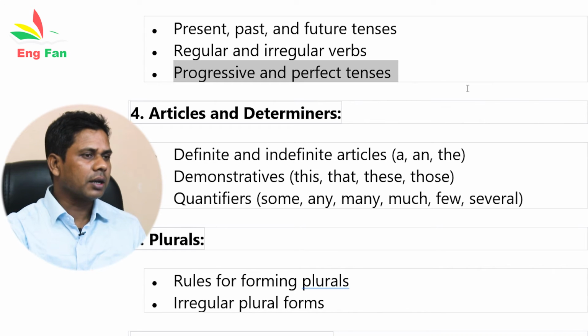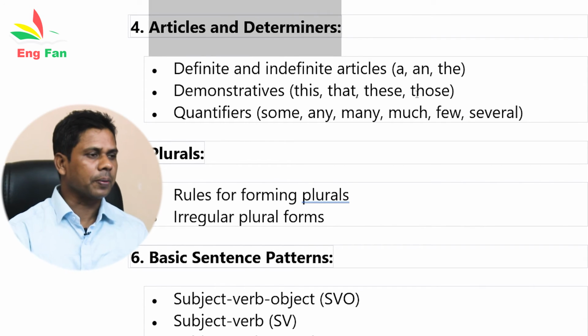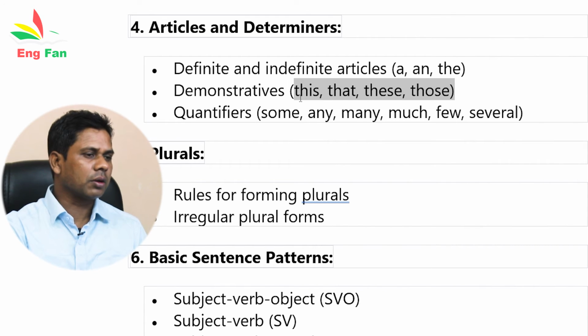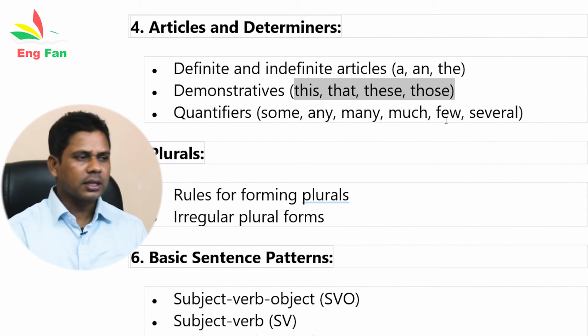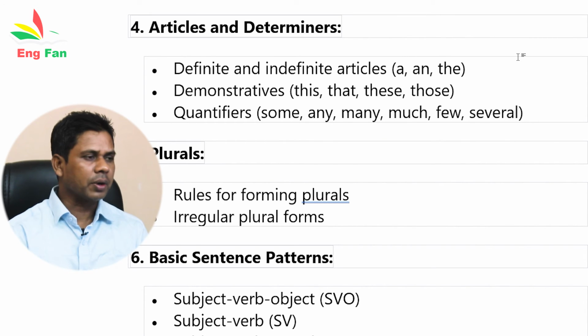Number 4, articles and determiners. You have to know the area; normally articles and determiners are used before the noun. Definite and indefinite articles, for example, a and the, and demonstratives: this, that, these, and those. Quantifiers: some, any, many, few, several. So these are the three major points: definite and indefinite articles, and where the article is used, what the rules of the article are. Demonstrative adjectives, where they can be used. Quantifiers, where the quantifier may be used.